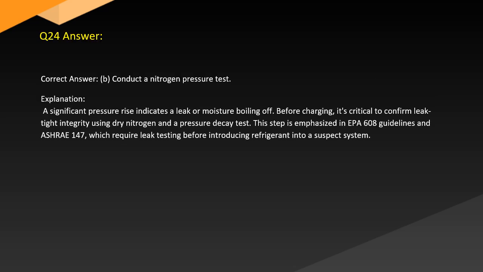Answer. Correct answer: B. Conduct a nitrogen pressure test. Explanation. A significant pressure rise indicates a leak or moisture boiling off. Before charging, it's critical to confirm leak-tight integrity using dry nitrogen and a pressure decay test. This step is emphasized in EPA 608 guidelines and ASHRAE 147, which require leak testing before introducing refrigerant into a suspect system.